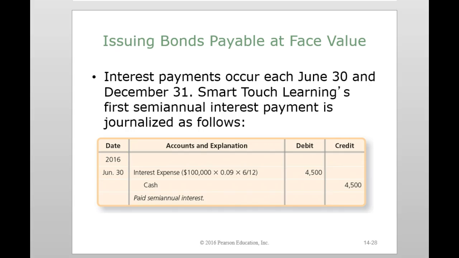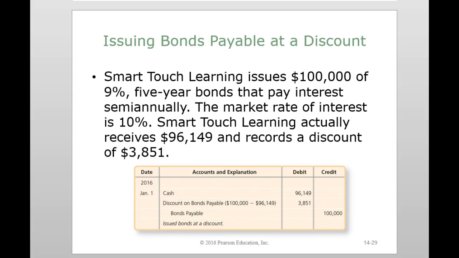Now, it gets complicated when we start looking at different interest rates. First of all, we've got a 5-year bond at 9%, just like the one above, but now the market rate is at 10%.